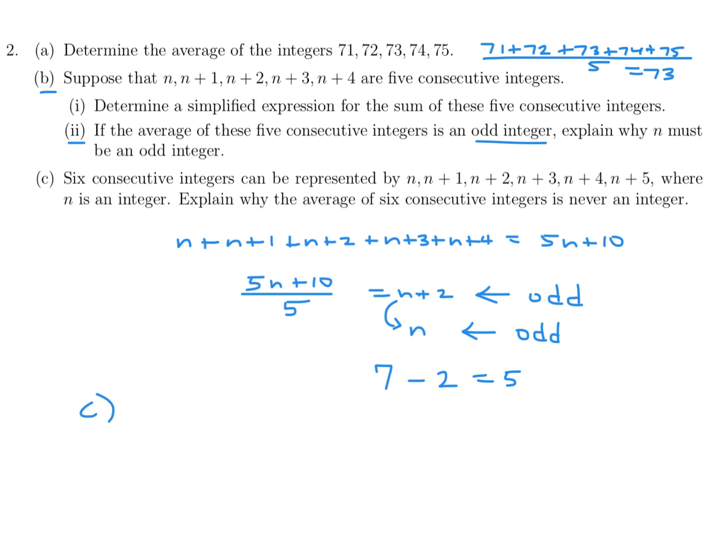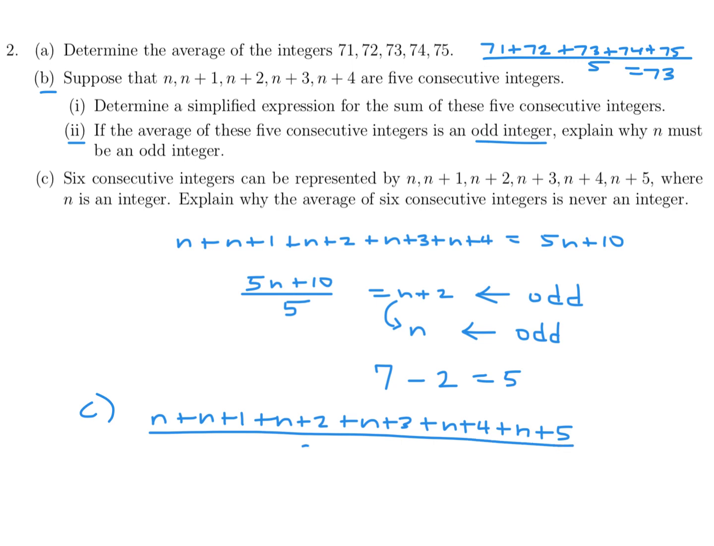Part C. 6 consecutive integers this time can be represented by n through n plus 5. Explain why the average of 6 consecutive integers is never an integer. All right. So the same kind of story, add them all up, n plus 1 plus n plus 2, and so on, all the way up until n plus 5. And then divide this time by 6.